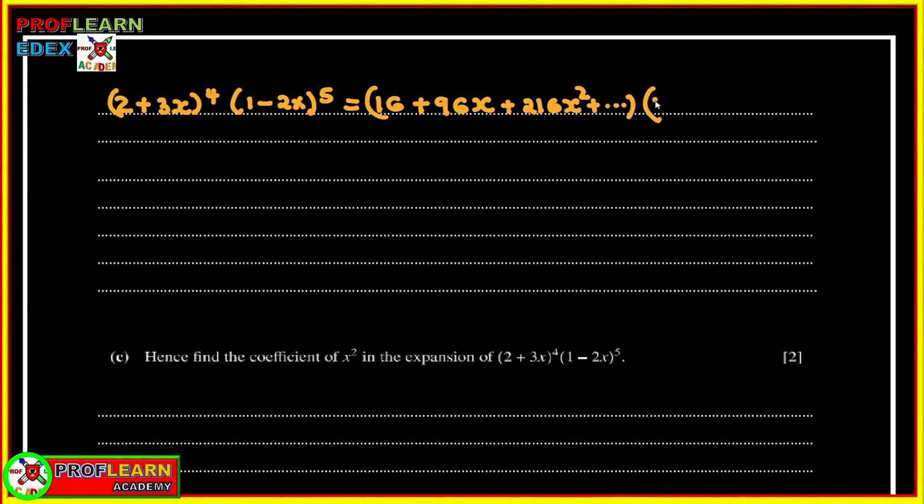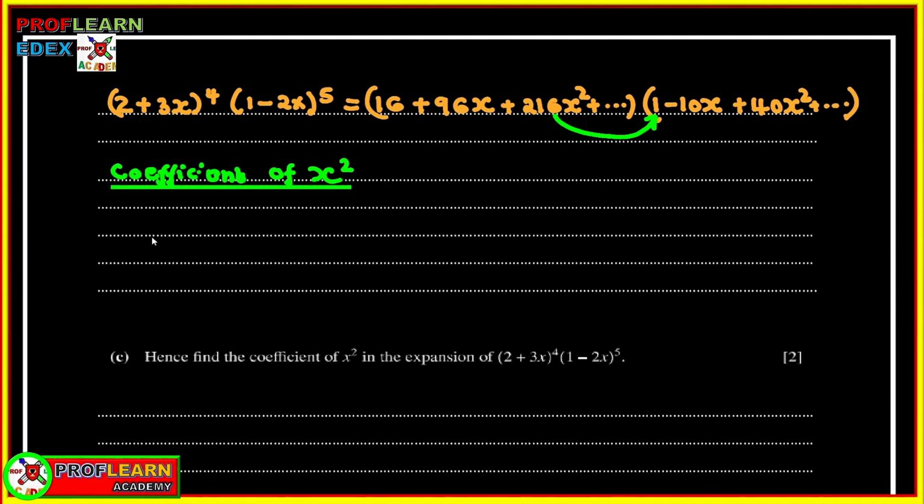And then multiply to the second part that we obtained, plus 40x squared, like that. All right. So once we have this, we are going to multiply the terms that are going to give us a coefficient, the terms that are going to give us x squared. So let us see, we are going to get x squared. So this term here and this will give us x squared. So this is going to be 216 x squared terms that will give us coefficient of x squared.